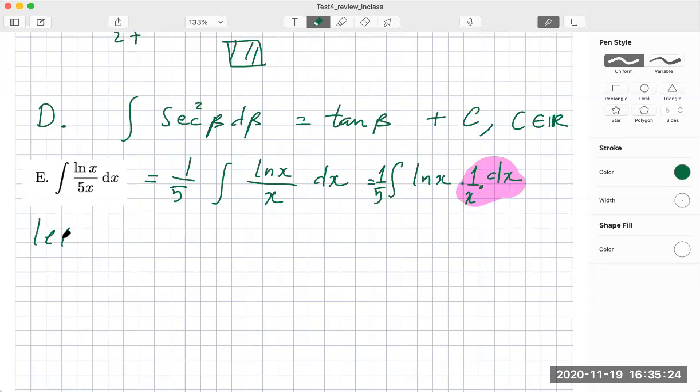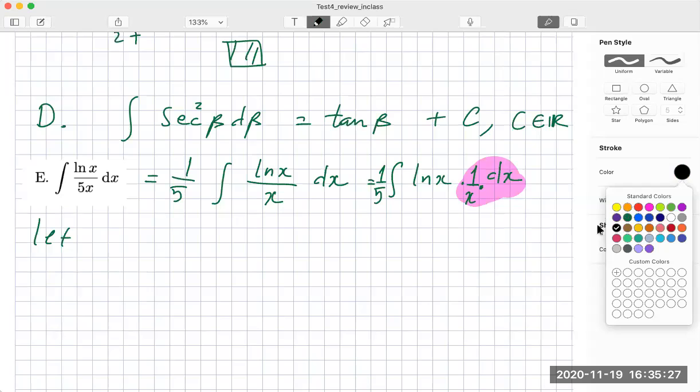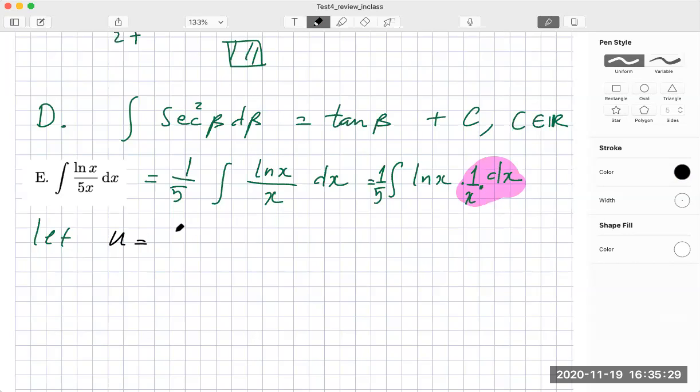So if we define u as natural log of x, what is the derivative of u with respect to x? Do you remember the formula of the derivative of this? It will be 1 over x. Right.